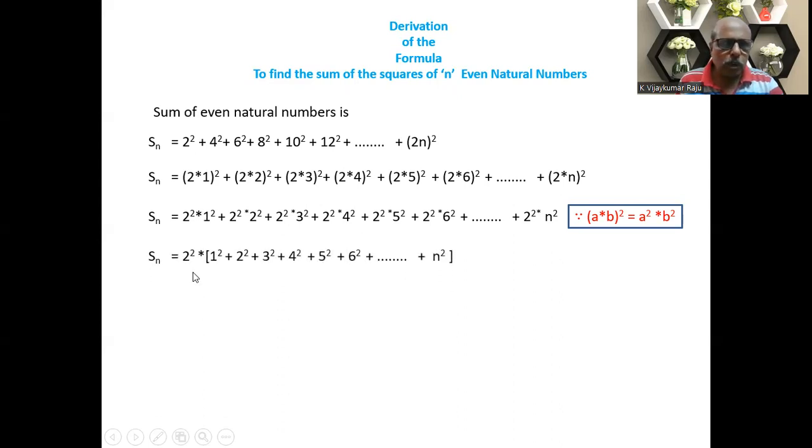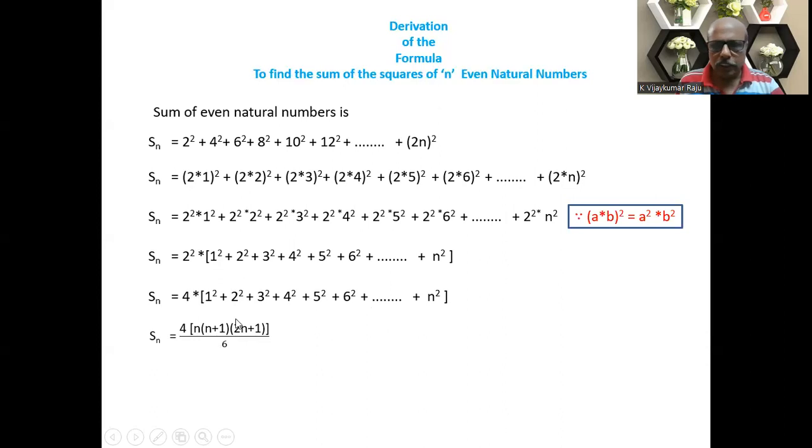When you take out 2 raised to 2 common, 2 raised to 2 into what is left? 1 square plus 2 square plus 3 square and so on up to n square. So this bracket is nothing but the sum of the squares of n natural numbers. So this is 2 square, which is 4, and the sum of the squares of n natural numbers is given by the formula n into n plus 1 into 2n plus 1 upon 6. This proof I have proved in the previous video.